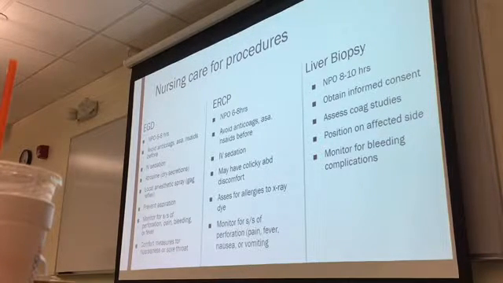And then for an ERCP, so this test examines the liver, the gallbladder, the bile ducts, the pancreas, and they use x-rays to look at if there's any obstruction or if there's any gallbladder sludge. They can see all of that in an ERCP. So again, NPO, 6 to 8 hours, avoiding anticoagulants because of the risk of perforation and bleeding.